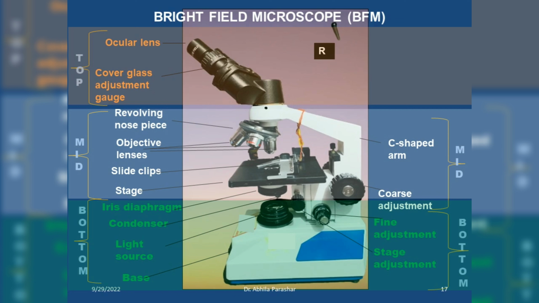The light passes through the condenser and the iris diaphragm regulates the light. And there is a base, fine adjustment and stage adjustment in the bottom part. Fine adjustment is used to fine tune the focus of the slide, and finally the stage adjustment. So this is the bright field microscope.